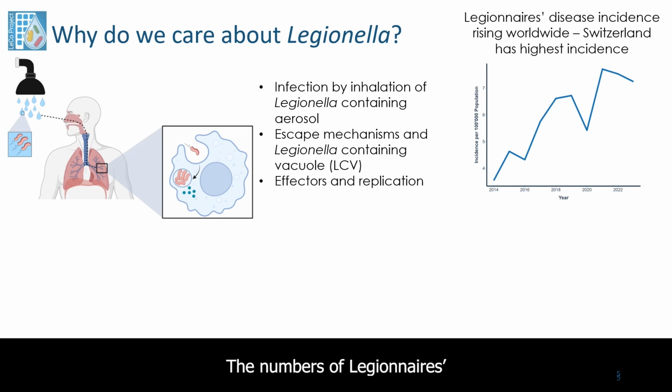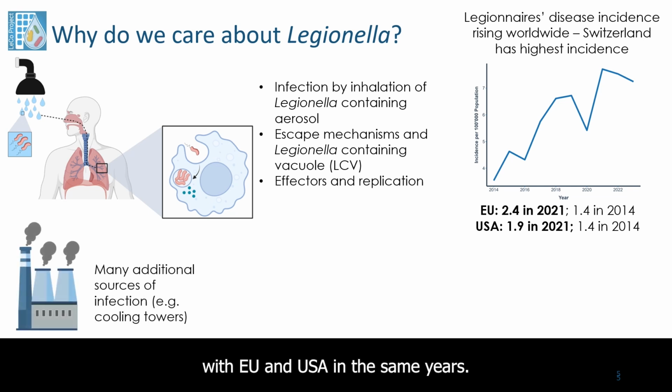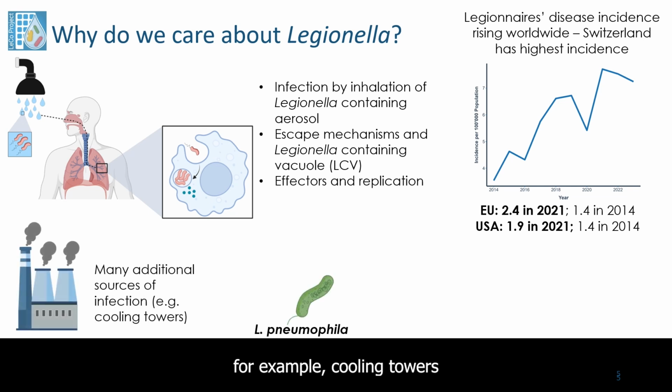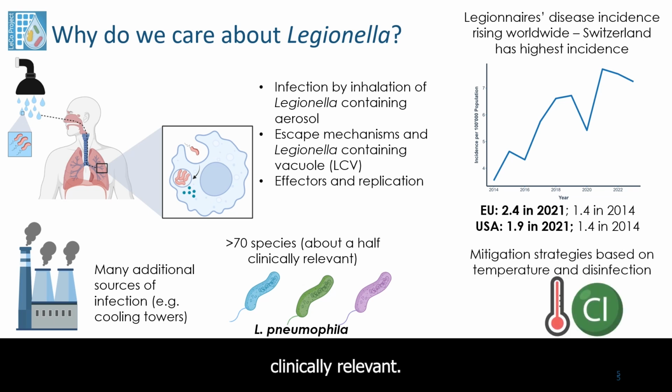The numbers of Legionnaires' disease have been increasing in the last 20 years. This is a graph relative to Switzerland, and it indicates the incidence per 100,000 population. That's a comparison with the EU and USA in the same years. We know that there are many sources of infection, for example, cooling towers, and the main species within the genus that is responsible for infection is Legionella pneumophila, but we know that the genus Legionella comprises more than 70 species, and about half are considered up to date clinically irrelevant.